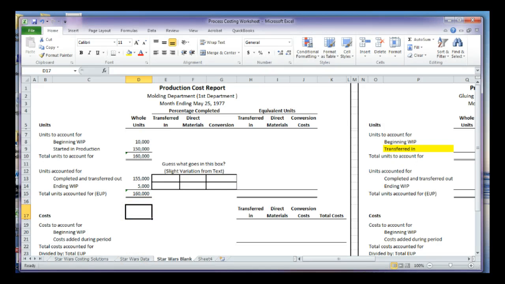So the first thing you want to worry about, if that doesn't equal that, we have a problem. We lost some units somewhere.